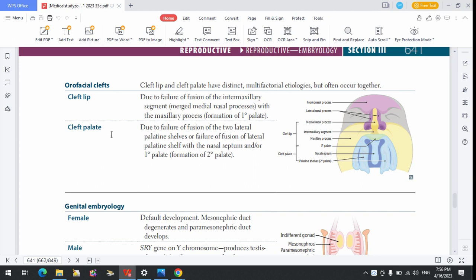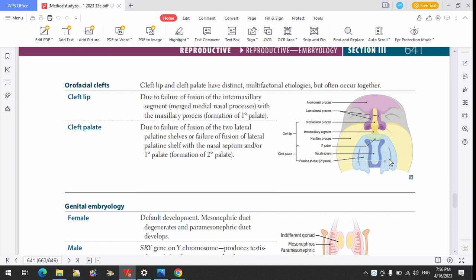The problem of cleft palate is due to problem with fusion of the palatal structures. What are the palatal structures? The lateral palatine shelves. There are two. These are those guys. This is the first one. This is the second one. This guy and this guy. Normally, they are supposed to fuse together in the midline to form the secondary palate.